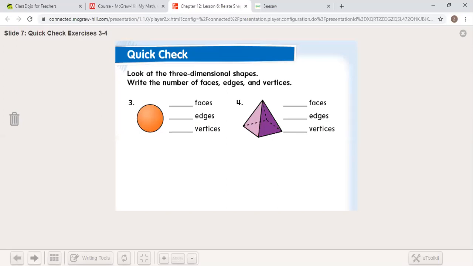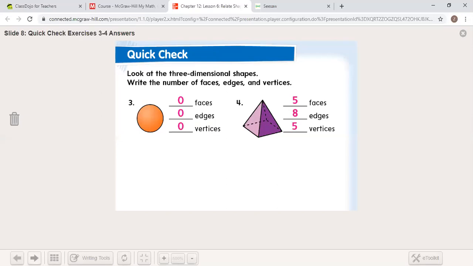All right, go ahead and look at a sphere and a pyramid for how many faces, edges, and vertices. Go ahead and take a second. For the sphere, there are 0 faces, edges, or vertices. And then the pyramid, you have 5 faces. You have 1, 2, 3, 4, 5. You have the bottom. A lot of times, a pyramid looks like it only has 4 faces because it's sitting on its 5th face. There's 8 edges, 1, 2, 3, 4, 5, 6, 7, 8, and 5 vertices or points.